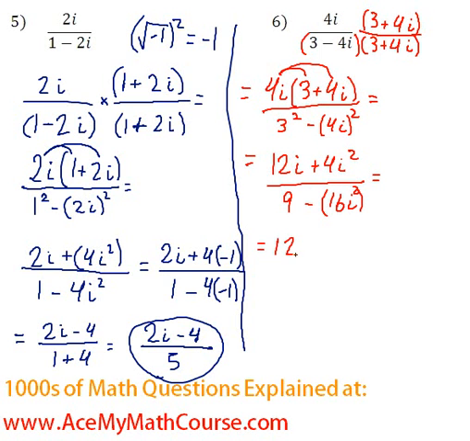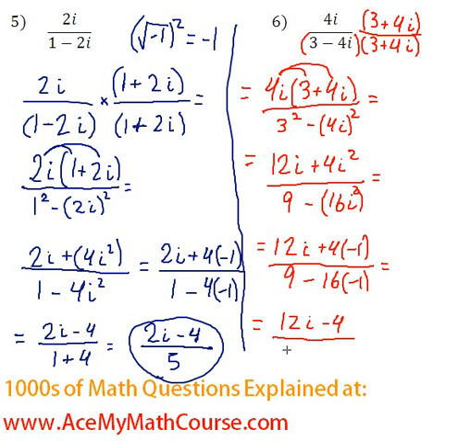So up top we have 12i. Now i squared is just negative 1, all over 9 minus 16 times negative 1, right, because i squared is negative 1. Now we can simplify further, so we get 12i minus 4, because 4 times negative 1 is negative 4, all over 9 plus 16, since negative 16 times negative 1 is plus 16. Finally we get 12i minus 4 all over 25. And we're done.